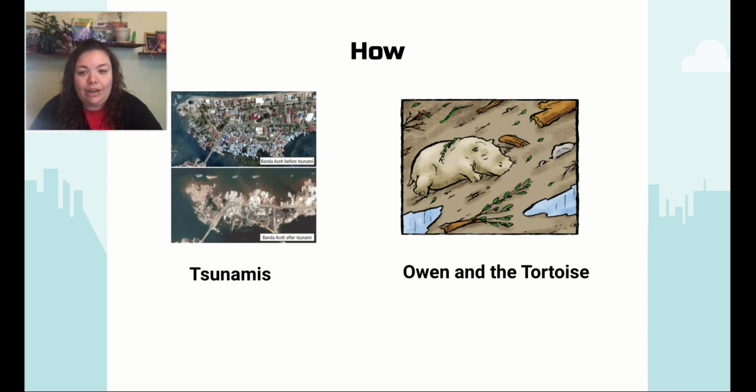Another similarity of these two stories is how the story happens. So both of them talk about all of the destruction and devastation that a tsunami can leave behind. So in Tsunamis, it shows us the city in Indonesia where you can see before the tsunami and after. You can see all that devastation, also like all the mud and debris that comes up. And in Owen and the Tortoise, we see when he washes onto the shore, we also see all the mud and debris and devastation left behind. So there are similar types of devastation in both books.